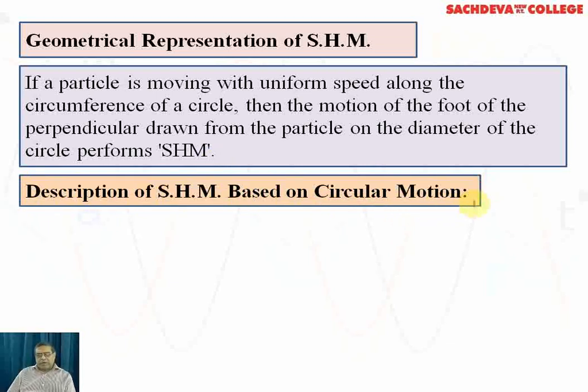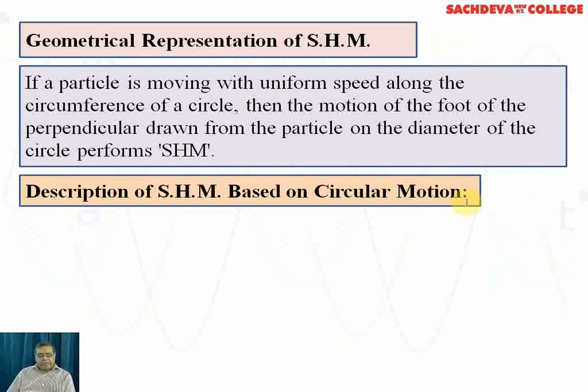And in uniform circular motion, all displacements are taken from the center of the circle. If the projections are coming towards the mean position, it means displacements are decreasing. But if the projections are going away from the mean position, the displacements are increasing.